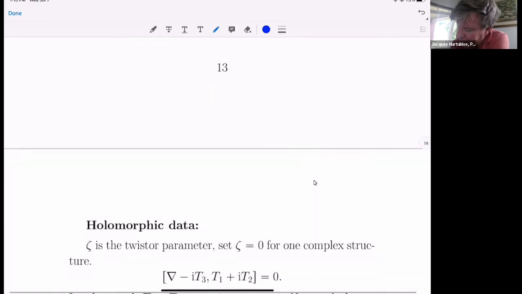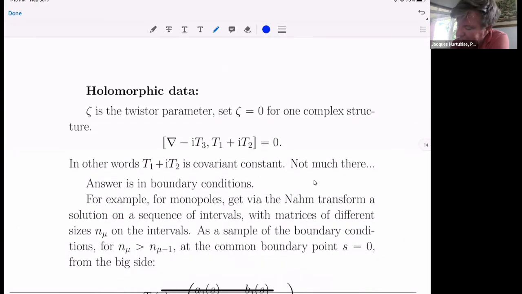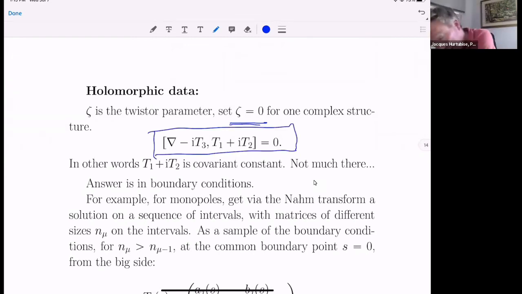So what's the holomorphic data? Well, again, this principle of just choosing one of the complex structures, so you set z equals 0, and you just get basically one simple ODE, which is just telling you that in fact this sum T1 plus iT2 is covariant constant. So your invariant of the flow is basically just a matrix. You can go to a gauge where the connection term is 0, and then the other term, this T1 plus iT2, will be just a constant matrix. So there's not much there.